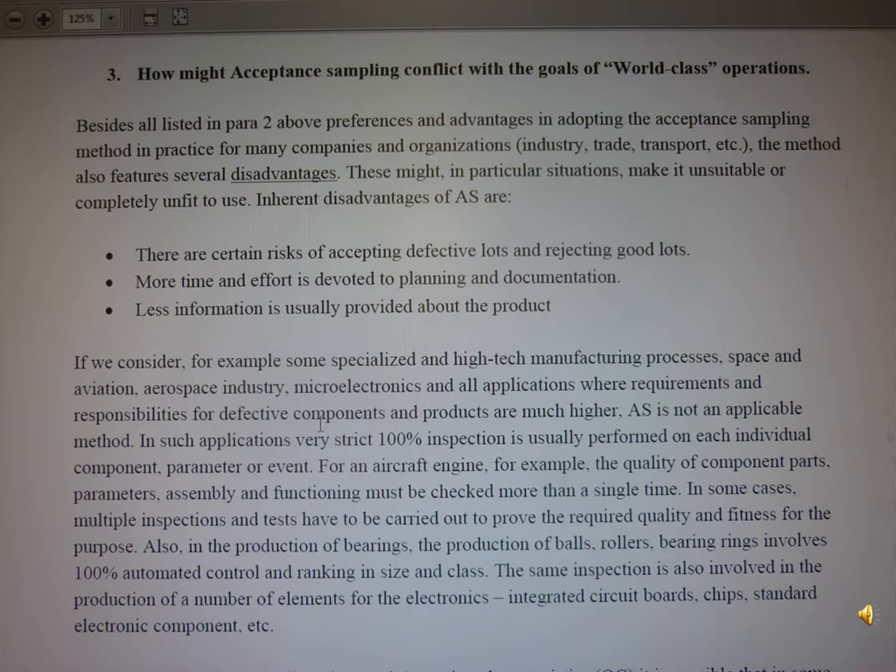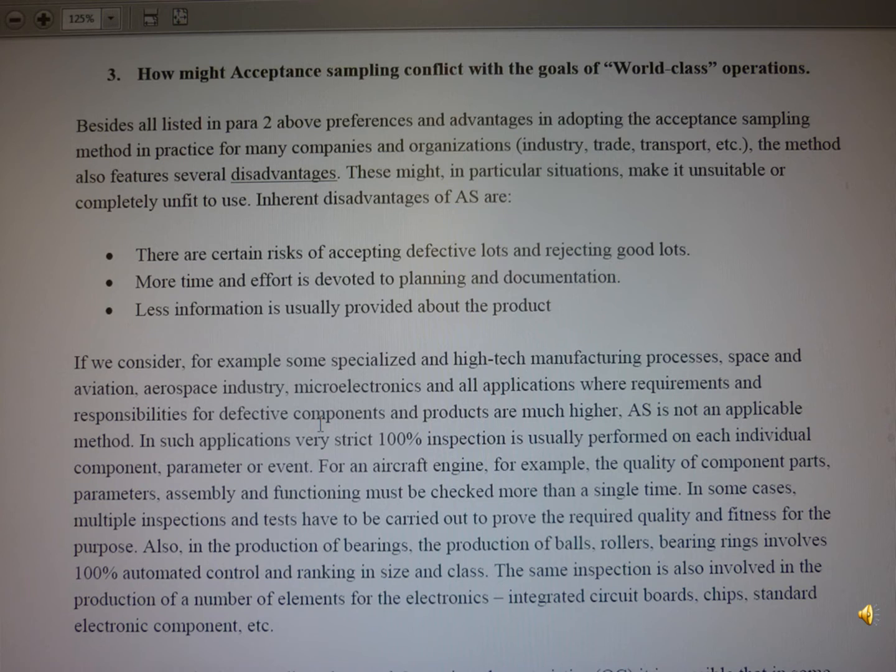Now we're talking about acceptance sampling. Acceptance sampling is cost effective, but it also has some disadvantages. There are certain risks of accepting defective lots and rejecting good lots. And more time and effort is devoted to planning and documentation, and less information is usually provided about the products.